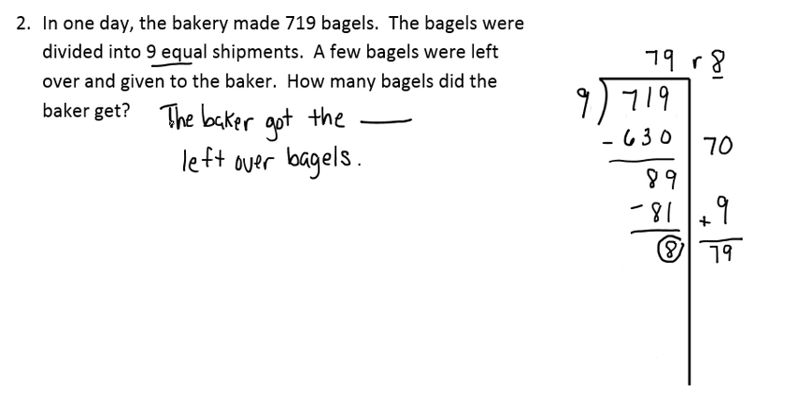This is where writing the sentence helps with our answer. The baker got the blank leftover bagels, so it wouldn't make sense to say that the baker got the 79 bagels. He got the remainder, or the leftover. So the baker got the 8 leftover bagels.